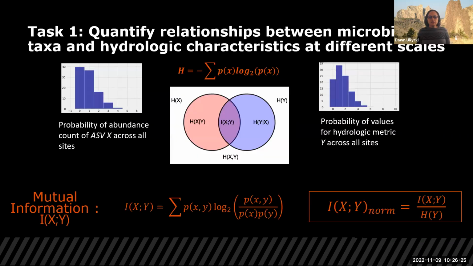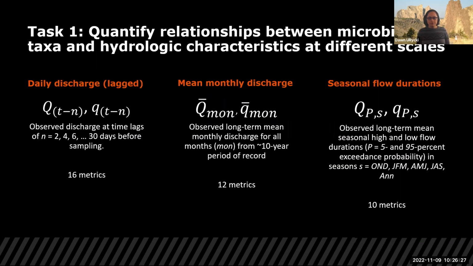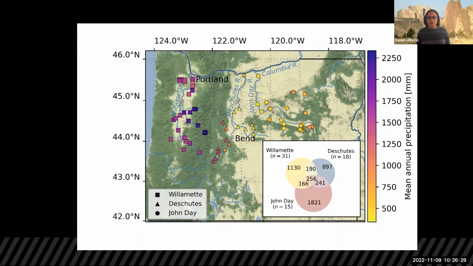The inset here shows the number of unique and shared microbial sequences detected in each of the basins. For this analysis, just to reduce the analytical complexity, we focused on the 256 taxa that are in the middle of this Venn diagram here. So the 256 taxa that were detected in all three basins in at least one sample.